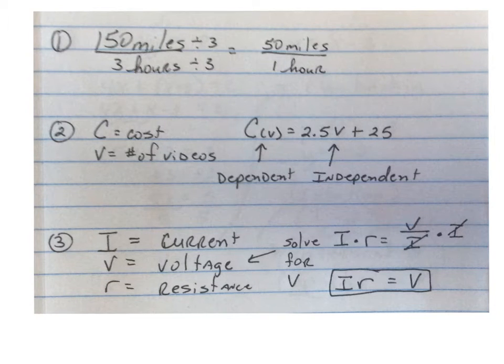Okay, on number 1, you're having to find the rate. So you take 150 miles, you divide it by 3 hours, and you get 50 miles per hour. And that is your rate.